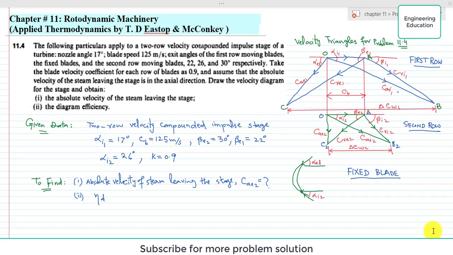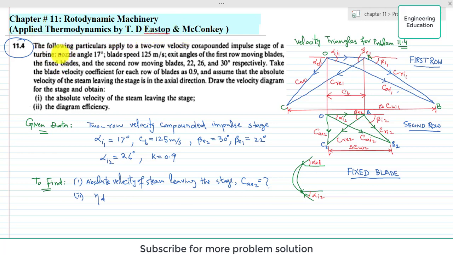In this lecture we are going to solve problem 11.4 from the chapter 11 Rotodynamic Machinery from the book Applied Thermodynamics by Eastop and McConkey.